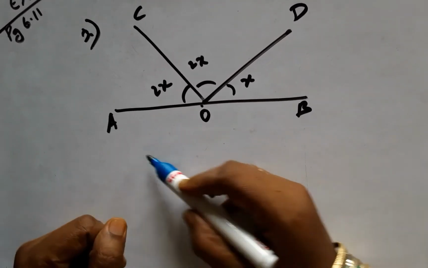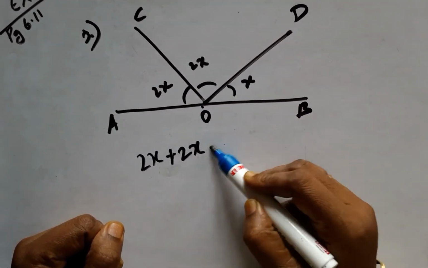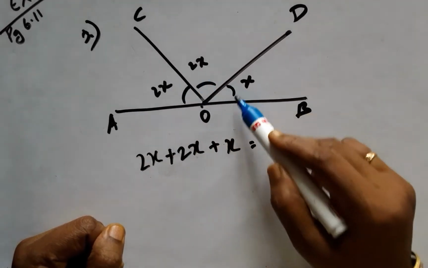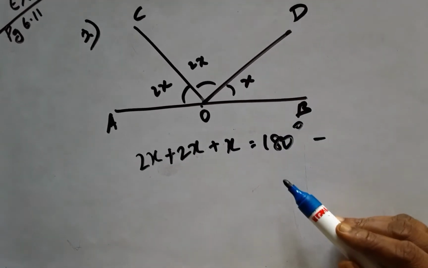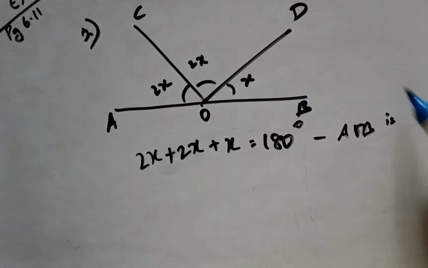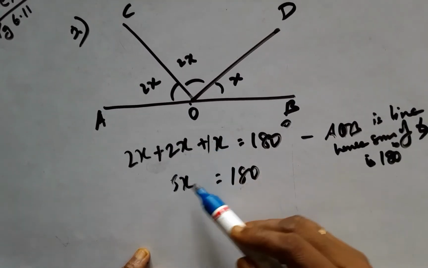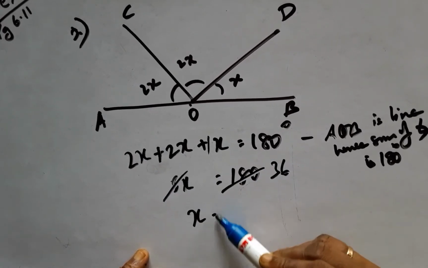Another simple sum to deal with: the sum of as many angles is always 180 degrees, because AOB is a line and the sum of all the angles is 180 degrees, because AOB is a line. Now there is no pair of angles, it's a group of angles. So the sum is 5x, and this is 5 ones are 5, 36, therefore x value is 36.